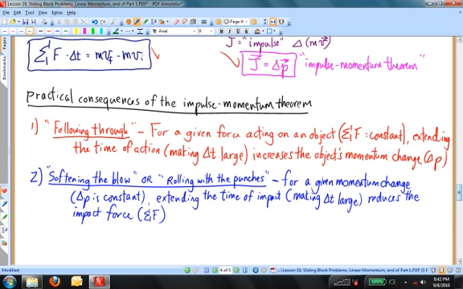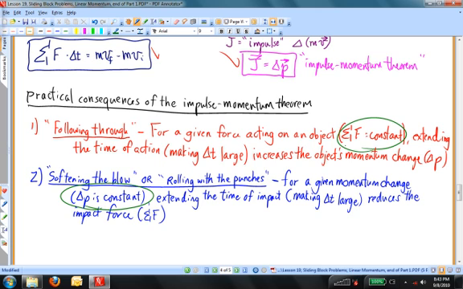Now, at first sight, it may seem these two things are contradictory to each other. In other words, in this second case, I'm extending the time of impact and I'm reducing the impact force, whereas in the first case, I extend the impact time, the time of action, and I increase the object's momentum change. But these two things are actually different because there is something different that's constant in both cases. In the second case, the momentum change is what is constant. In the first case, it's the net force that's constant.